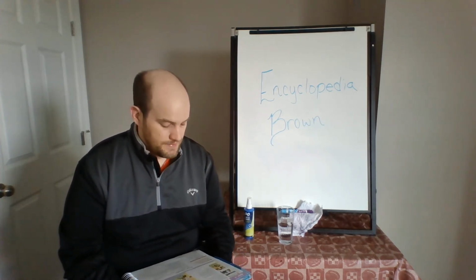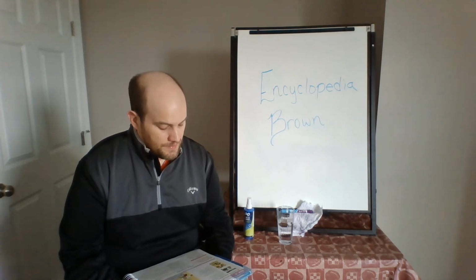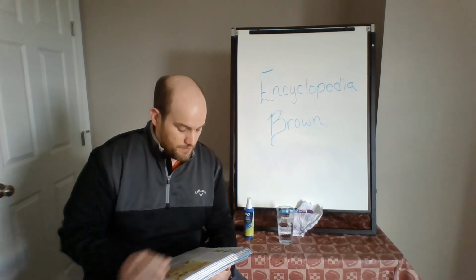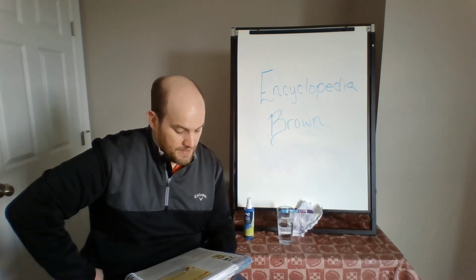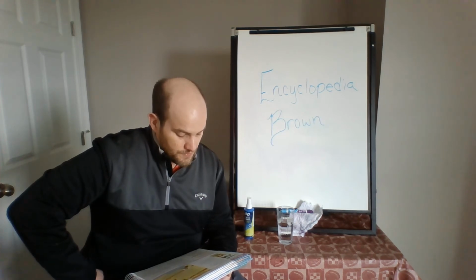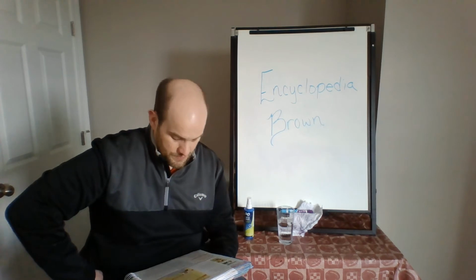Okay, 156. The Think Critically questions. Number 1, it says, Encyclopedia Brown is a detective story. The main character is a child detective. Think of another story you read about child detectives. Tell what the detectives do to solve the mystery in the story.